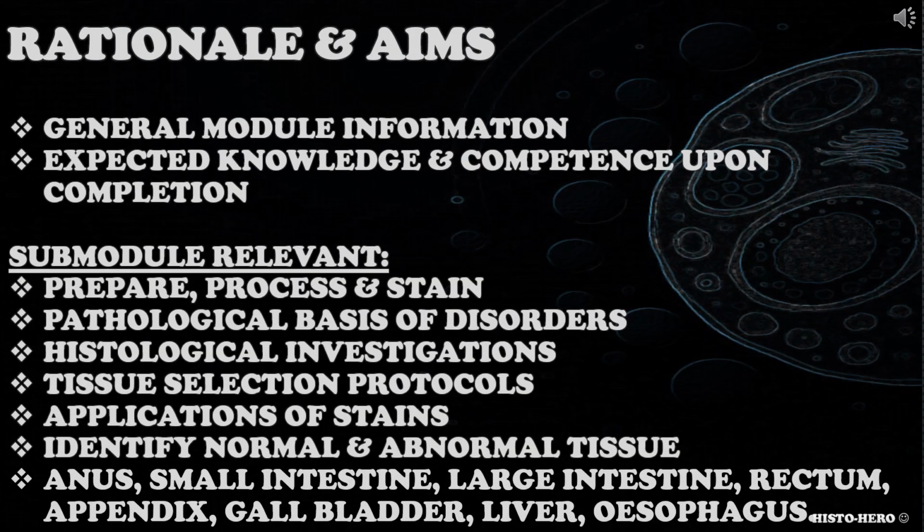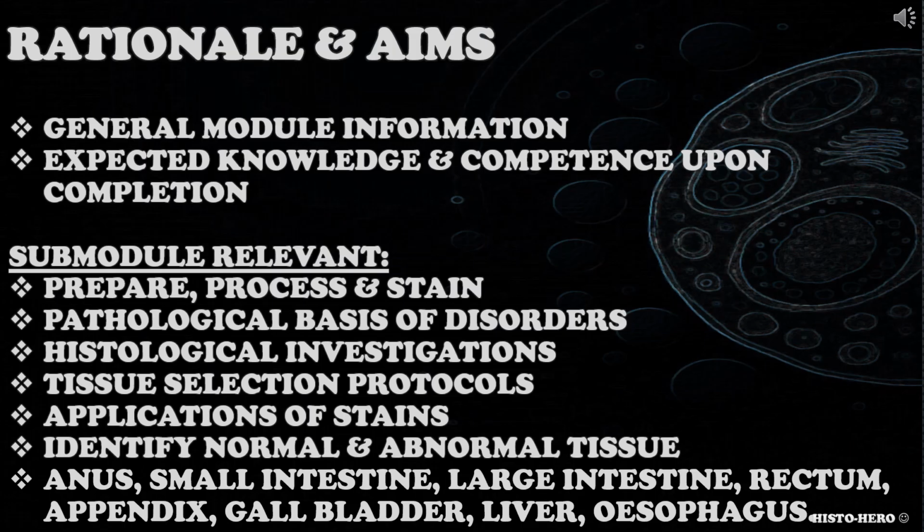Rationale and aims of this submodule outline the general information and expected knowledge and competence that needs to be achieved when this submodule is completed. These are relevant to each submodule. For this submodule, the expectations are that the candidate will gain competence to prepare, process, and stain gastrointestinal and hepatobiliary histology tissue samples. Gain a clear understanding of the pathological basis of disorders of the gastrointestinal tract and hepatobiliary system.